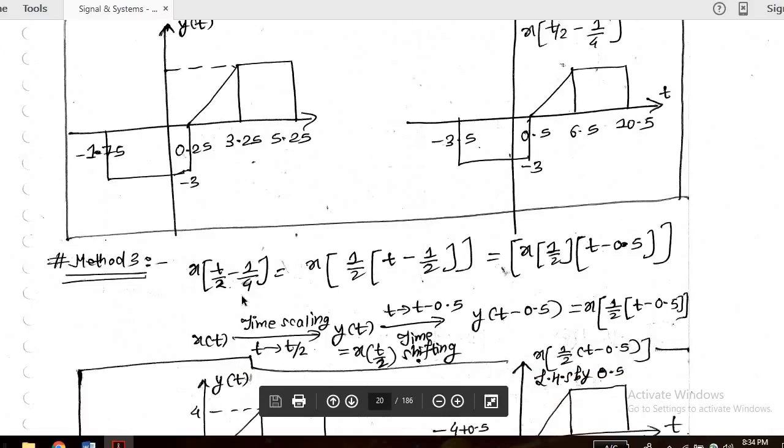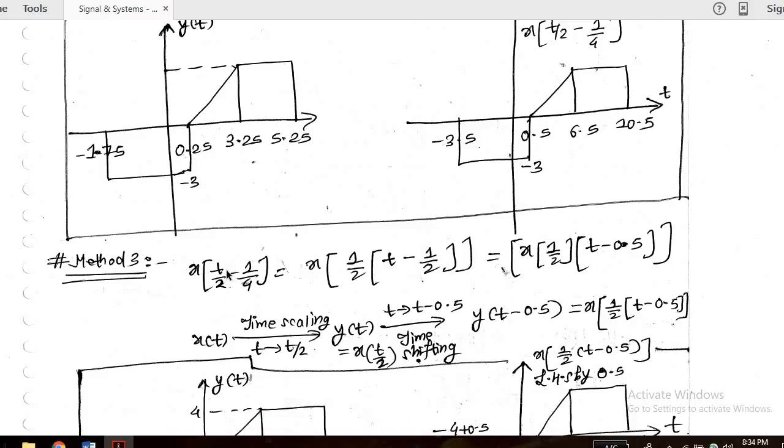Method 3 is left to right. Whenever you are following left to right, you need to make something in the t minus t naught fashion. So whatever is the coefficient of t, you need to take that common. 1 by 2 common, t minus 1 by 2. 1 by 2 into x of t minus 0.5.